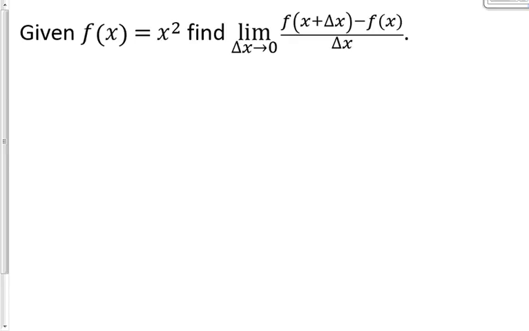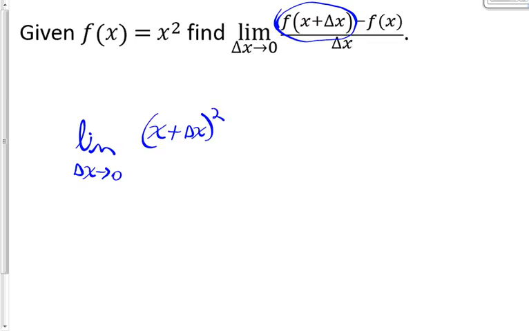We're going to take the limit as delta x goes to 0, but I need to find f of x plus delta x. The f of x plus delta x is what I get when I plug x plus delta x into the function. So that's going to be x plus delta x squared. Then I'll have minus, because here's the minus sign right here, minus the f of x.